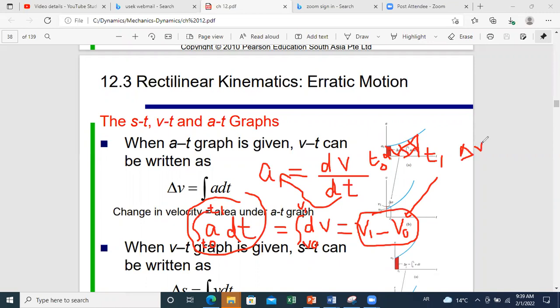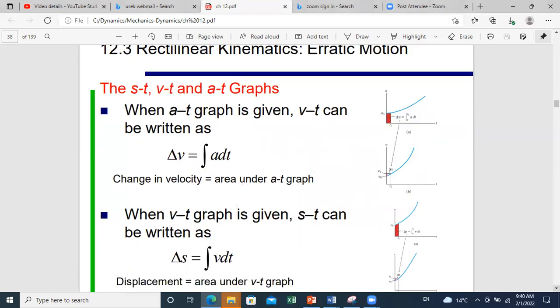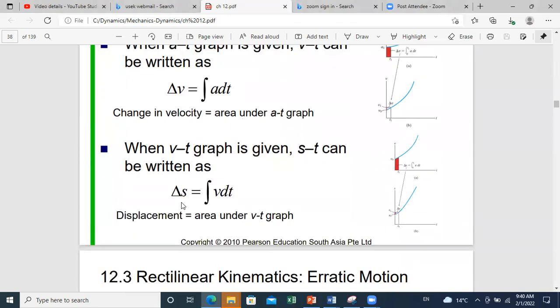Okay, so this is how I can determine the graph of velocity given the graph of a as a function of time. Now, I can do the same if they give me the velocity graph and I want to find the position graph, because the relation is similar. Since v is ds by dt, if I do separation of variables, I can say that delta s is the integral of v dt. So if they give me v as a function of time, I just need one boundary condition.